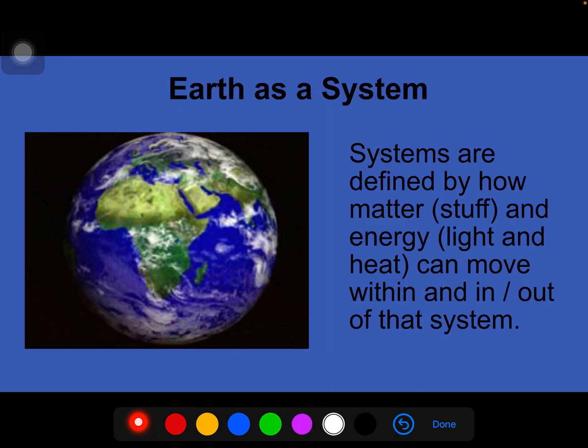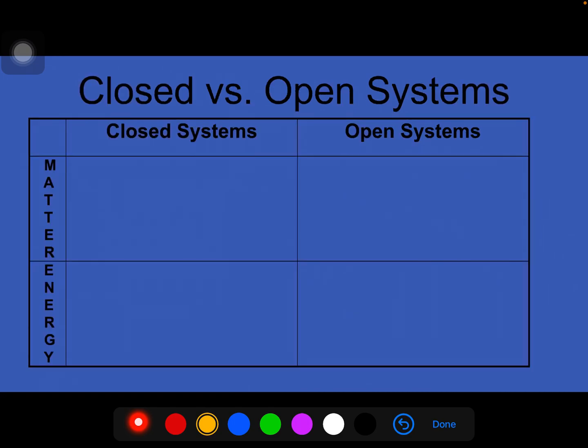And these systems that we're going to dive into here are defined by matter and energy and how it can move both within and in and out of a system. So, reminder that matter is looking at how much stuff something has or stuff that something's made of. And then energy can either be light energy or heat energy. And dealing with the Earth, as you know, we're pretty much talking about the sun, solar energy. So with these two systems, we're looking at open and closed. Those are our key vocab words. Again, matter is our amount of stuff or what the stuff can do, and energy is that light or heat.